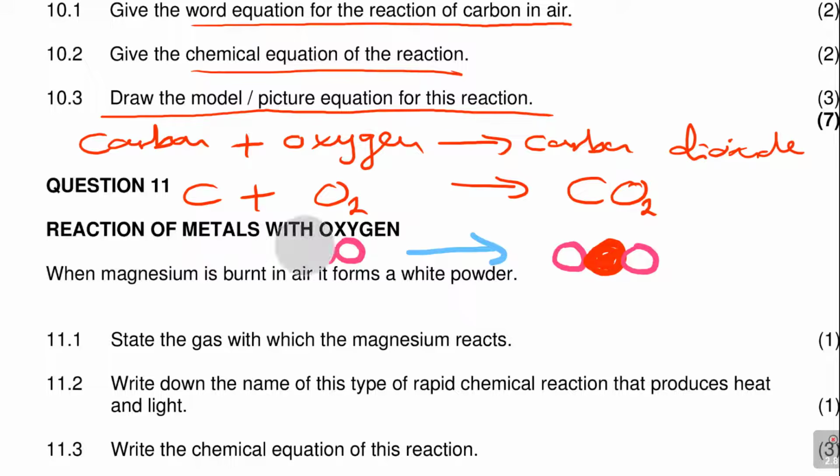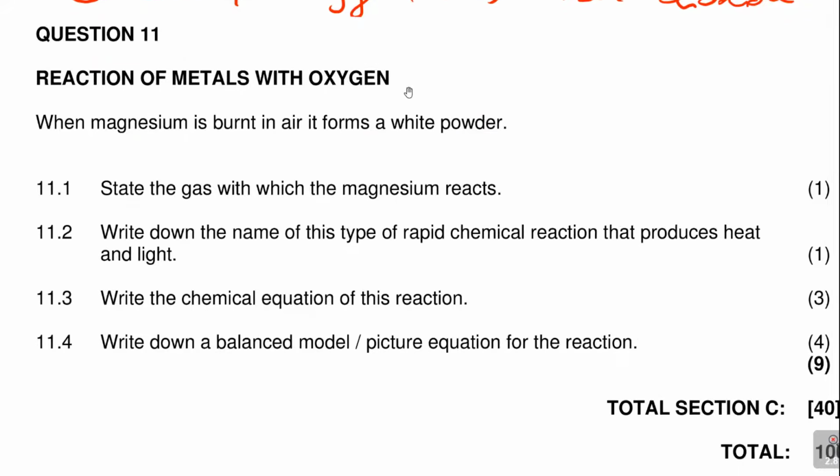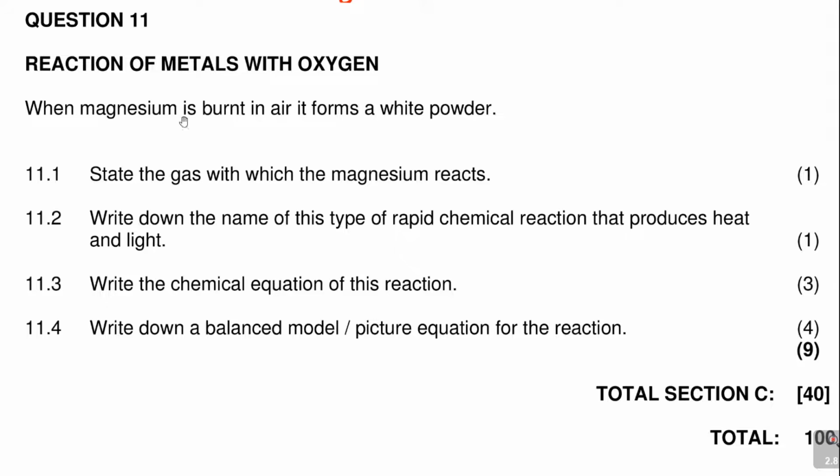Let's be done there. I hope, guys, this makes sense. Alright, next one. It says reaction of metals with oxygen. It says when magnesium is burnt. Now we've got magnesium, which is Mg, is burnt in air. When they say you are burning in air, oxygen is the one that you are using. It forms what? Powder. State the gas with which magnesium reacts. It's oxygen. Air means oxygen.